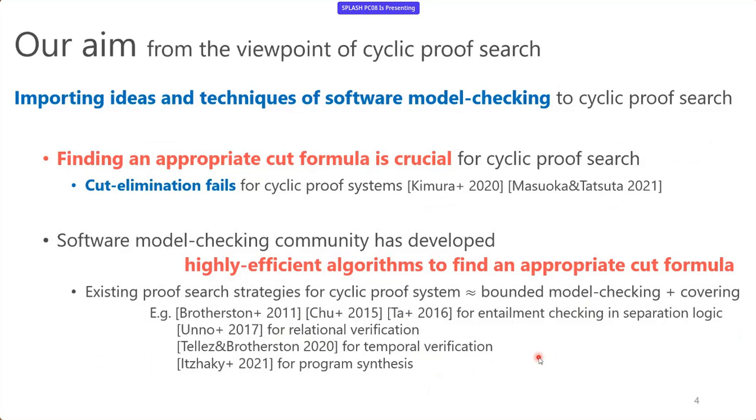In previous work on cyclic proof search, they use rather naive, straightforward heuristics that correspond to bounded model checking with simple covering. So we want to apply more sophisticated heuristics to cyclic proof search.